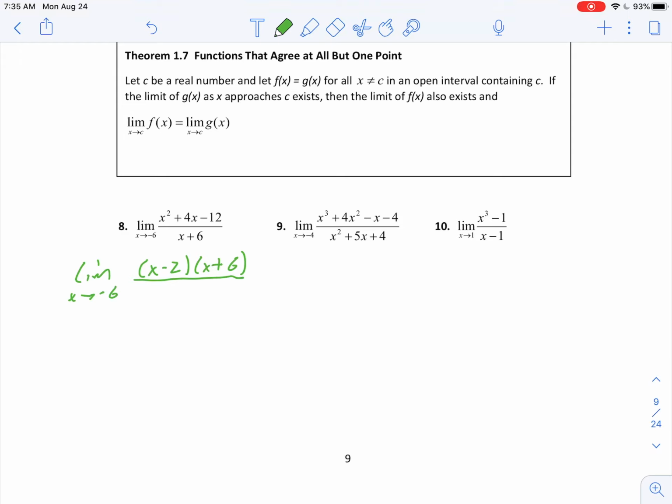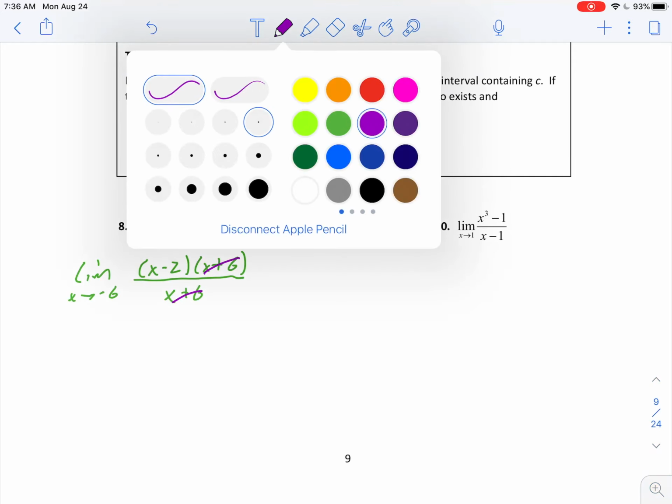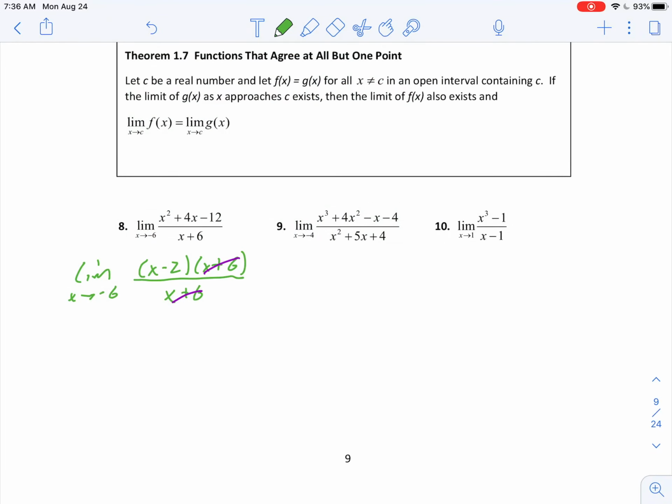Now, if you'll notice, I have an x plus 6 on the bottom. I can cancel out the 2 x plus 6's. What this allows me to do is evaluate a similar expression, just the limit as x approaches negative 6 of x minus 2. Now, since this is linear, I can go ahead and simply take negative 6 and plug it in for x. Negative 6 minus 2 is negative 8.